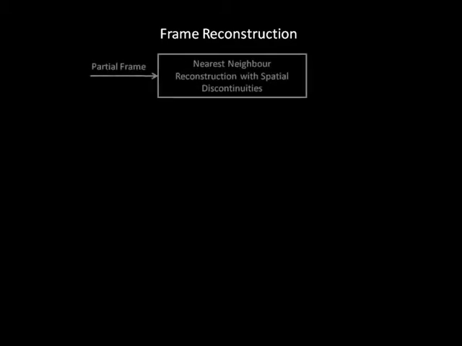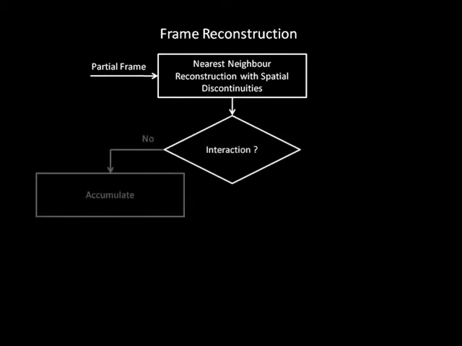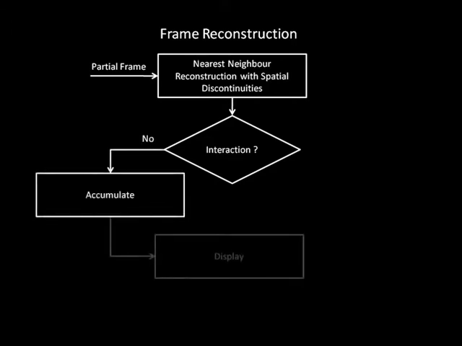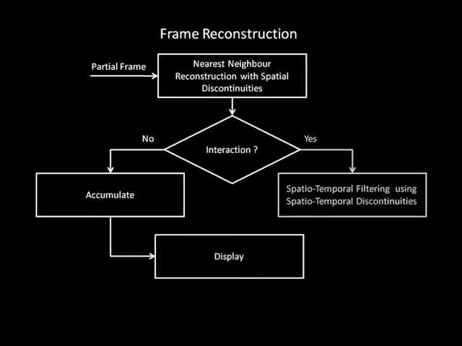The frame reconstruction starts with the partial frame being reconstructed using the nearest neighbour algorithm, while considering spatial discontinuities. It then checks if any user interaction has taken place since the last frame. If there's been no user interaction, results are accumulated and displayed. If the user has interacted with the scene, a spatio-temporal filter is applied taking into account discontinuities. This cuts down the temporal noise before the frame is displayed.